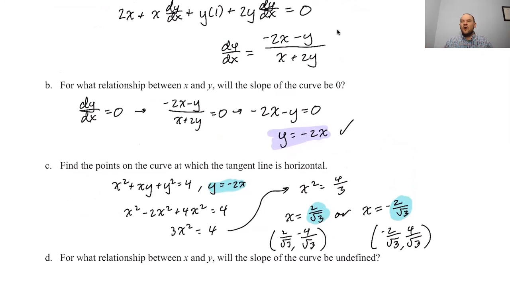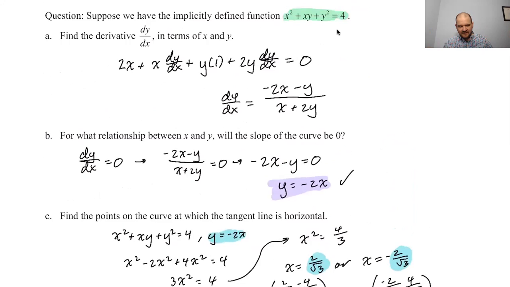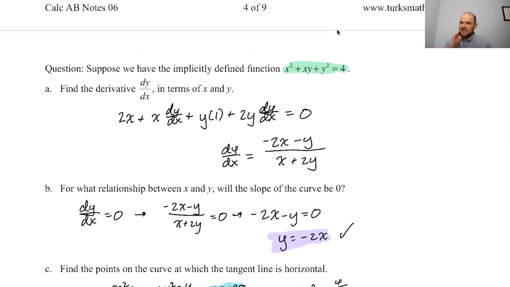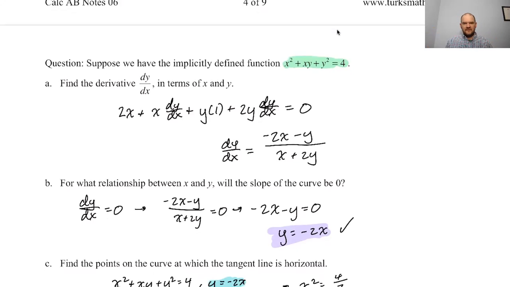Let's keep going. All of this, by the way, is predicated on the fact that I got the first part right, which maybe I didn't check enough in retrospect. So it was the derivative of x squared is 2x, product rule first times the derivative of the second plus second times the derivative of the first, and then 2y dy dx. Okay, subtract 2x, subtract y, divide by x plus 2y. I feel pretty good about it. I think this is okay.